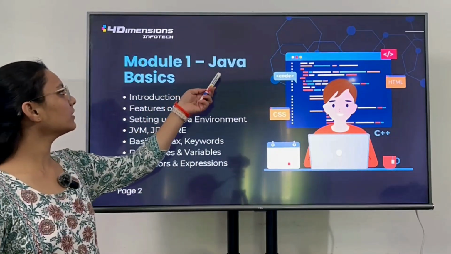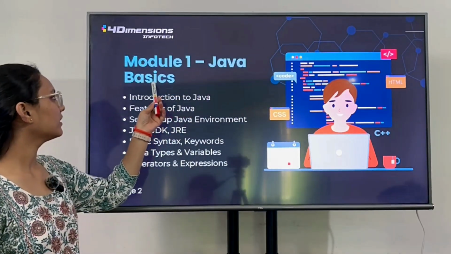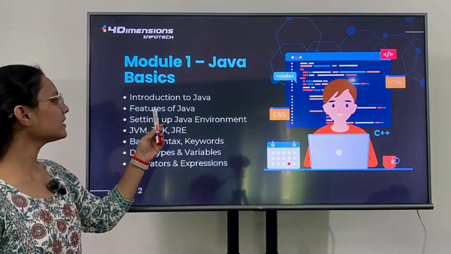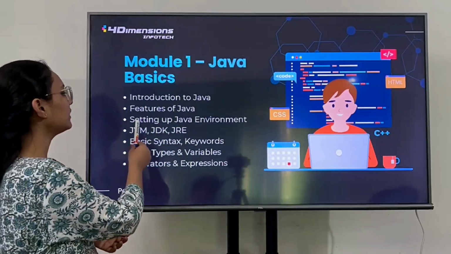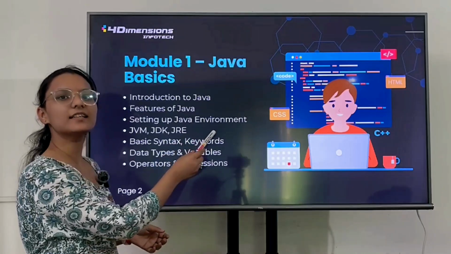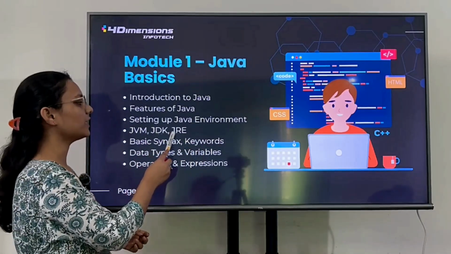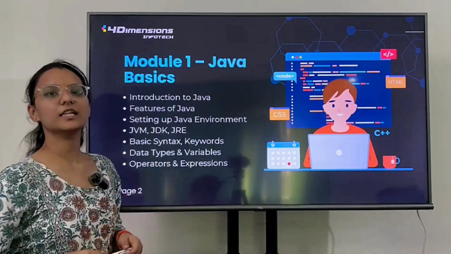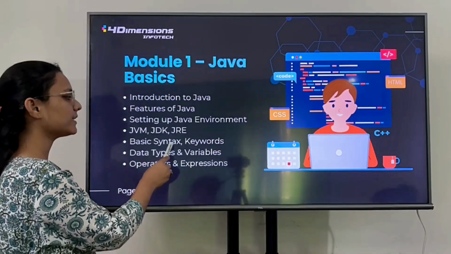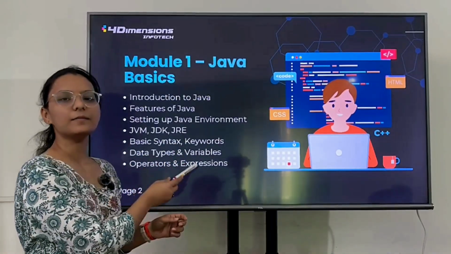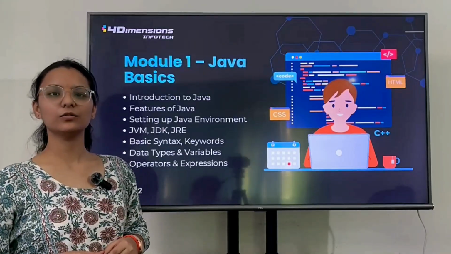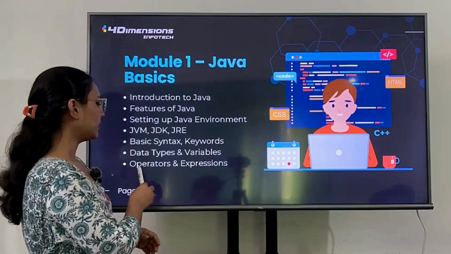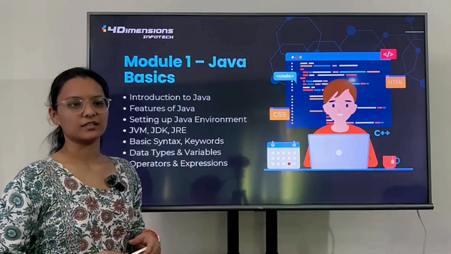Module 1. In Module 1, we have to learn about Java basics. In Java basics, the first point is introduction to Java. Next is features of Java. Third is setting up the Java environment, that is the installation. Next is JVM, JDK, JRE. Then we have to learn about the JVM architecture, basic syntax, keywords, data types and variables. In data types, there are also two types, primitive data types and non-primitive data types. And last is operators and expressions.